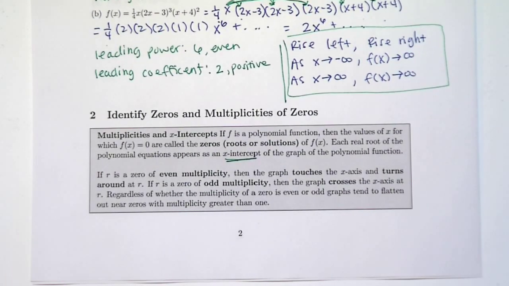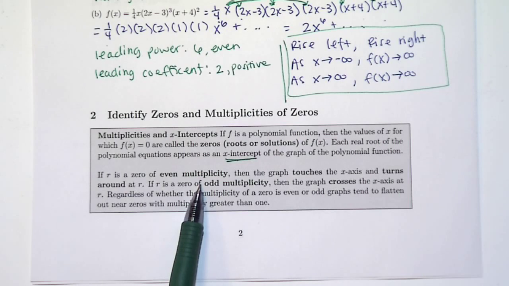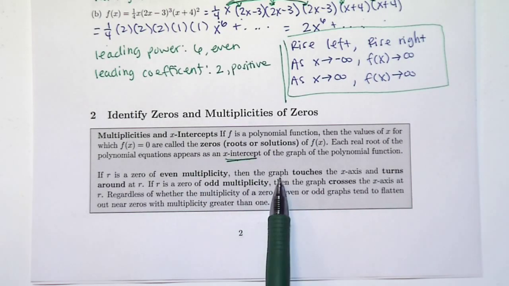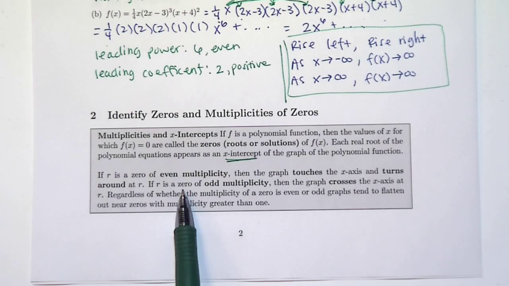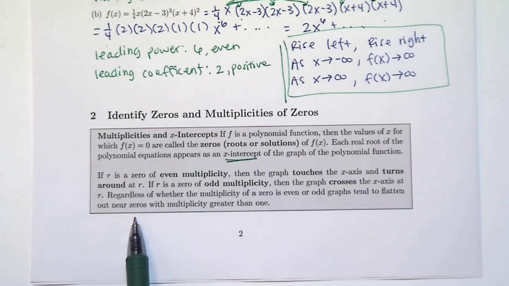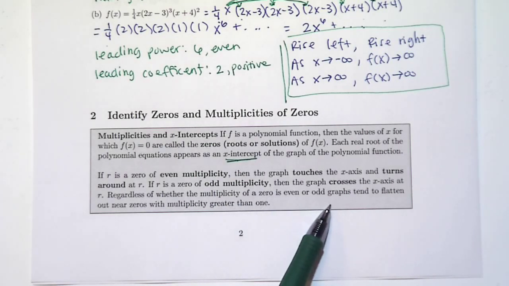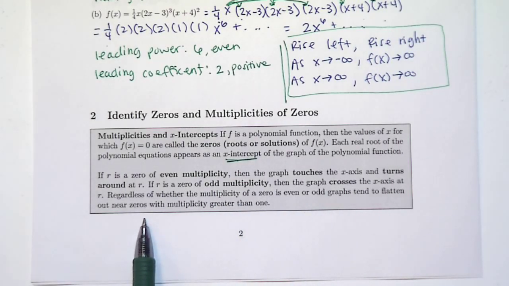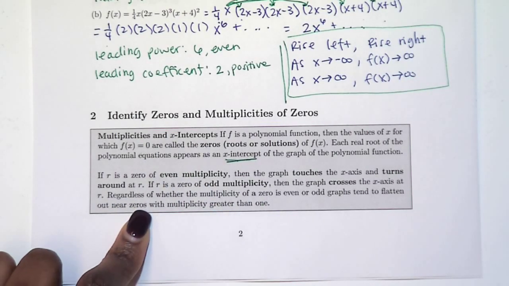If we find that root or that 0 and call it r, if it's of even multiplicity, and I'll explain what that means, then the graph touches the x-axis and turns around at r, our root. And if our root, or a 0, is of odd multiplicity, then the graph crosses the x-axis. Regardless of whether the multiplicity of a 0 is even or odd, the graph tends to flatten out near the 0. That's just a little extra. But we're going to talk about what it means to have even multiplicity and odd multiplicity.